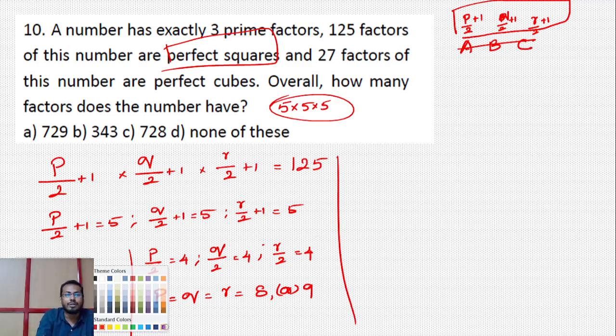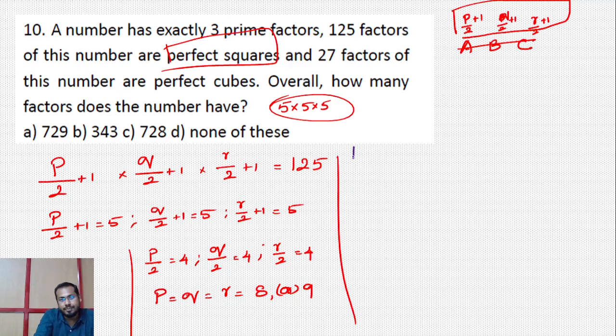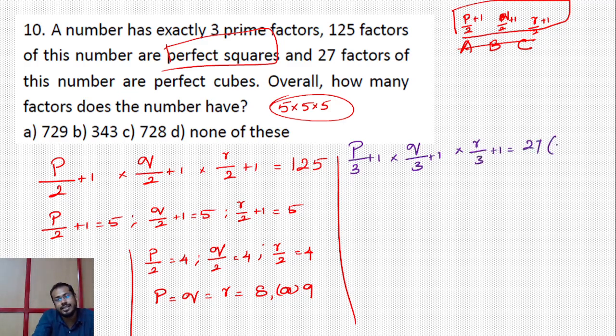Let's take the cube values. Here, same: P over 3 plus 1 into Q over 3 plus 1 into R over 3 plus 1 is equal to 27. 27 I can make as 3 times 3 times 3. So P over 3 plus 1 is equal to 3, Q over 3 plus 1 is equal to 3, and R over 3 plus 1 is equal to 3.